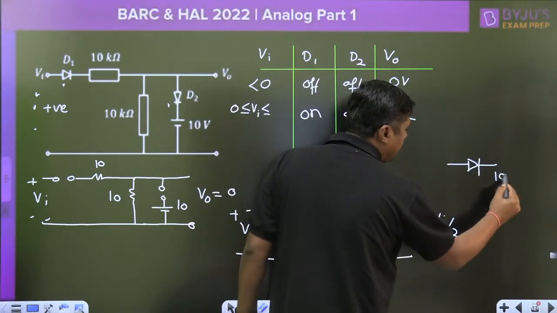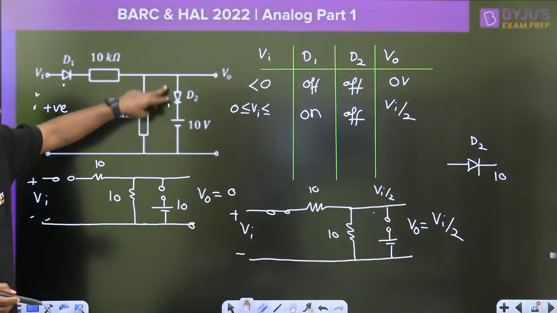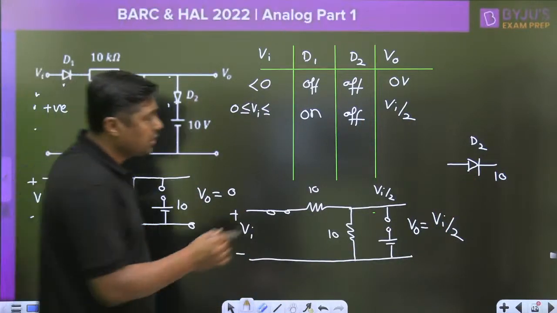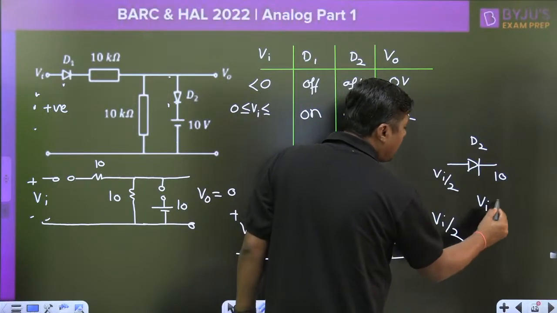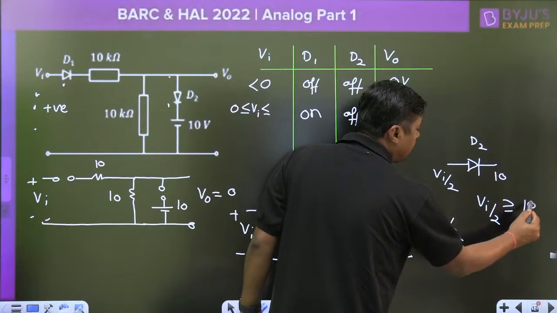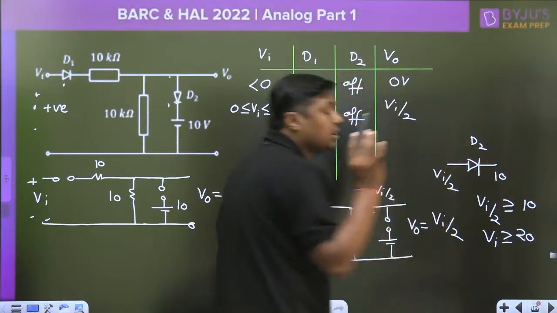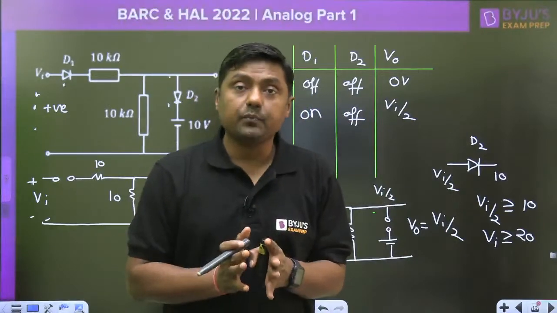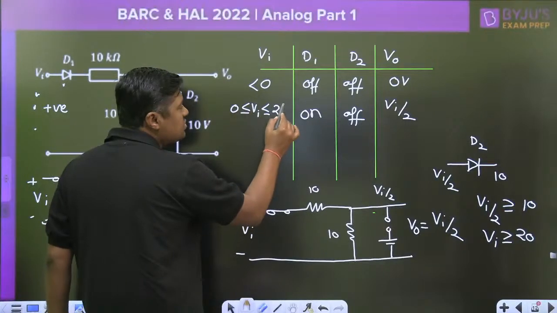On the negative side of diode D2, 10 volt is connected. On the positive side is V0, which is nothing but Vi by 2. When this Vi by 2 is greater than or equal to 10 volt, that means when Vi is greater than or equal to 20 volt, D2 will conduct. D2 will conduct. Means this range is valid for what?